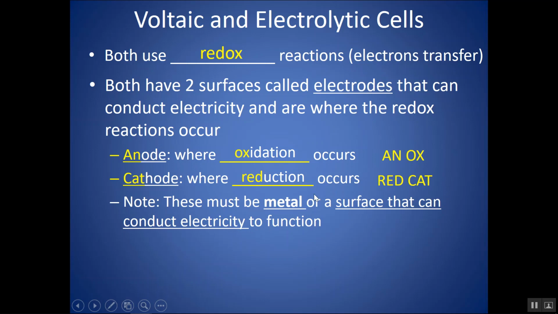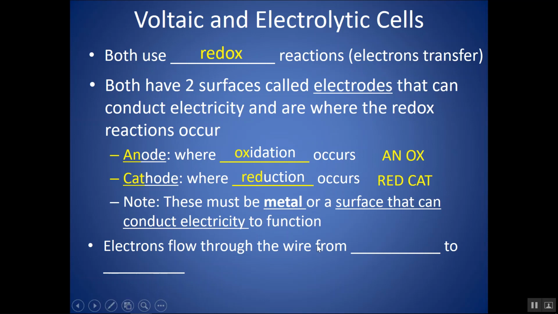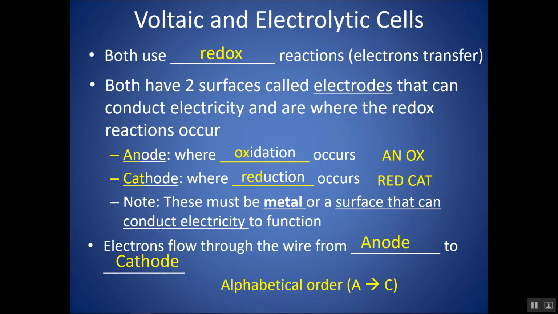Remember, metals have metallic bonding between your atoms, and that's why they can conduct electricity, because the electrons are mobile. Electrons always flow through the wire from anode, because that's the site of oxidation, you're losing the electrons, to cathode, because that's the site of reduction, where you're gaining electrons. Always, always, always, anode to cathode through the wire. And that's alphabetical order, A to C, so that's kind of easier to remember.